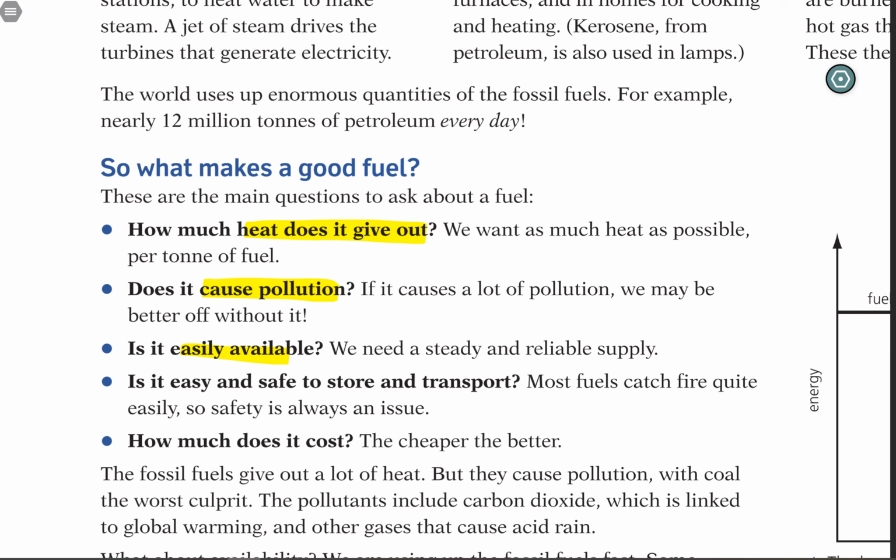The next feature which makes a good fuel is if it's safe to store and transport. If a fuel is safe to store and transport, that would be a good fuel. And also, what is important is the cost. How much is the fuel? If the fuel is cheaper, that would be a good option.